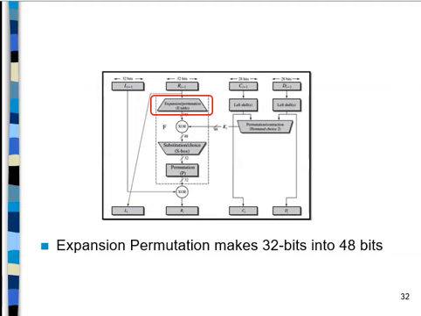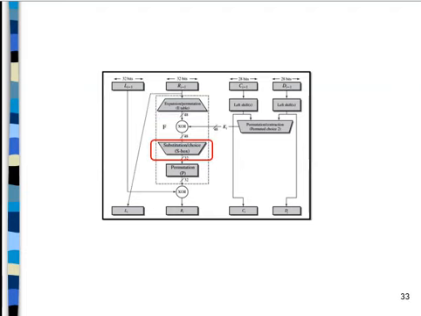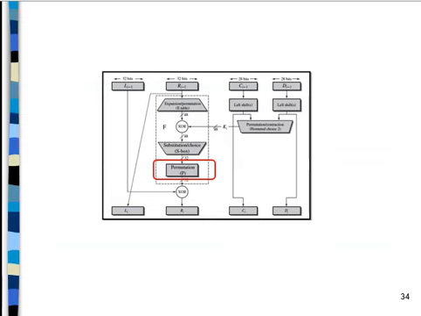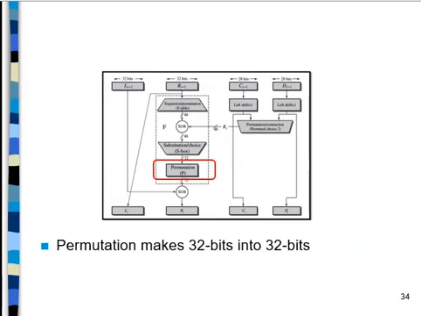Hence, we have several expansion, substitution, and also permutation steps in each round, as you see in this slide and in the next slides. Substitution, and then another permutation, 32 into 32 bits, and finally XORing with the left side of our block.